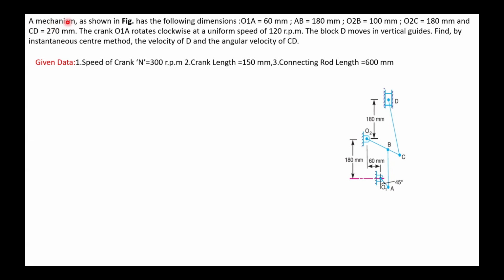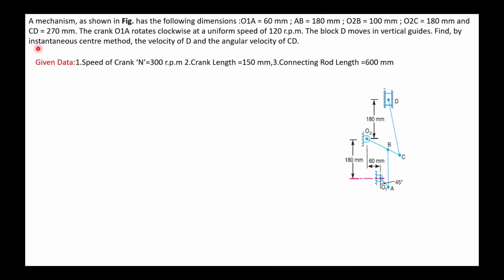The problem is: a mechanism is shown in the figure, having the following dimensions. O1A equal to 60 mm, AB equal to 180 mm, O2B equal to 100 mm, O2C equal to 180 mm, and CD equal to 270 mm. The crank O1A rotates clockwise at a speed of 120 rpm. The block D moves in a vertical guide.